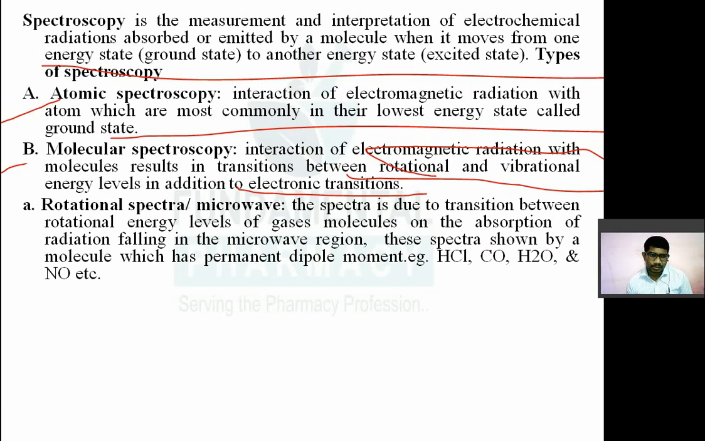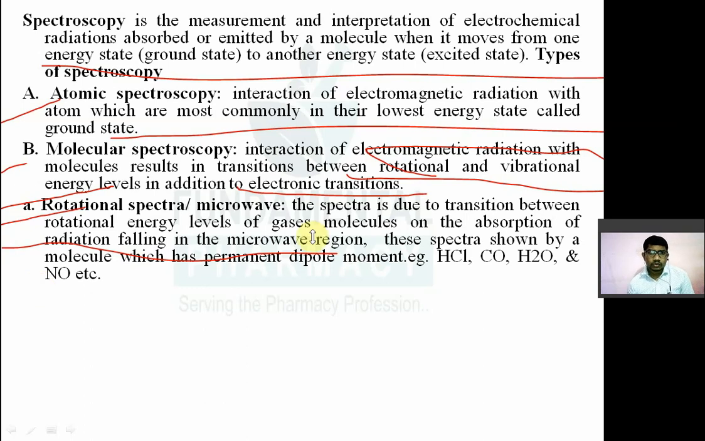For example, the first one is rotational spectra or microwave. So rotation of the molecule or rotation of the structure is involved in the microwave region. The spectra is due to transition between rotational energy levels of gaseous molecules on the absorption of radiation falling in the region of microwave. If microwave radiation falls on a compound, for example a gas molecule, there is a change in the rotational energy. So there is a transition in the rotational energy. That's why it is rotational spectra or microwave.